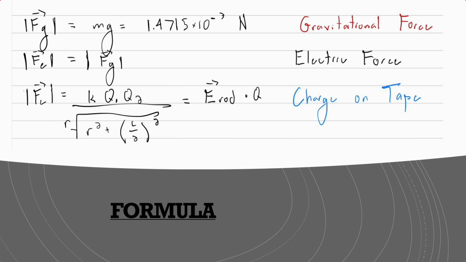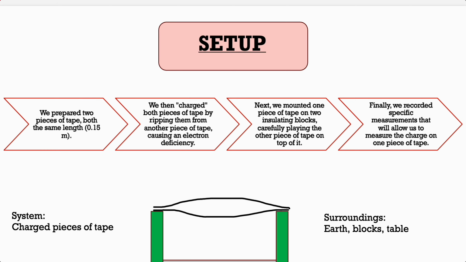The gravitational force is modeled there, F equals mg, and Newton's law states that since the system is in equilibrium, the force of gravity is equal to the electric force. And we can capitalize on this and use it to calculate the charge on one piece of tape, Q, using the formula above. I chose not to derive it. It's well within the scope of the class, but this formula is on the formula sheet, so we are able to use it. Here's an overview of the setup.